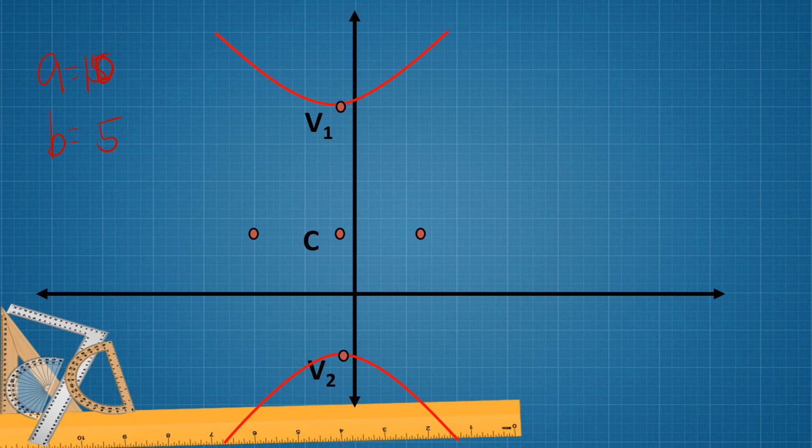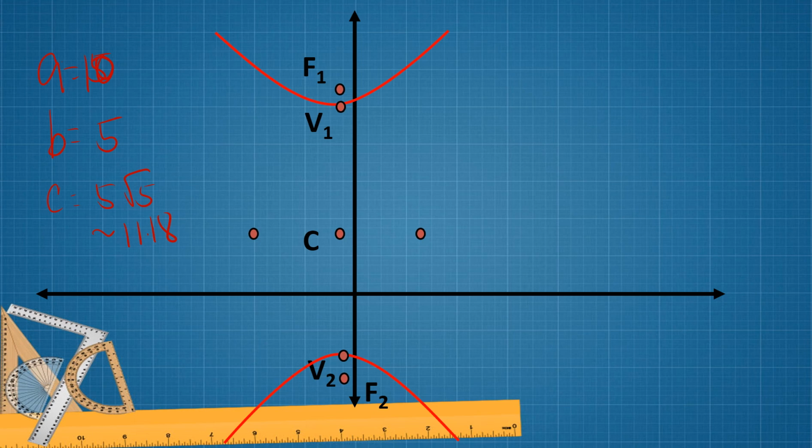After that, we can locate the foci. To locate the foci, we're going to use the value of c, which is equal to 5 square root of 5. Since there is a radical, we need to transform this into decimal form, and it is approximately equal to 11.18. So it means that we're going to count 11.18 units upward and 11.18 units downward, and it will be located here.